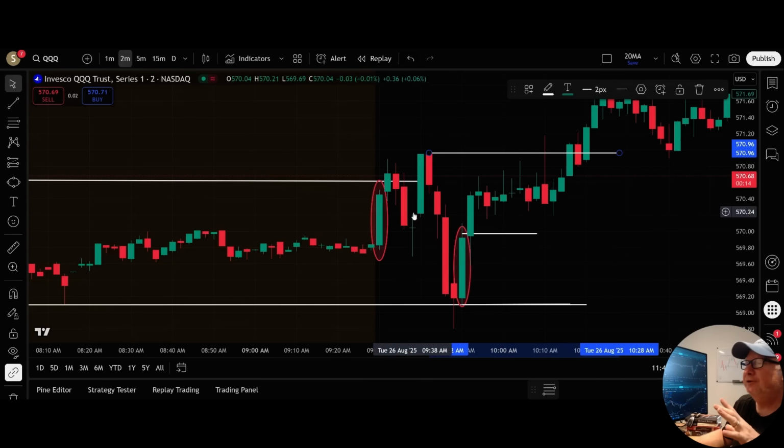So imagine how good you feel if you take this power bar versus taking this power bar in the middle of the range. It still happened before 10 a.m. For those of you looking to trade the open and get out and get on with your day, you could have been done by 10:15 today.